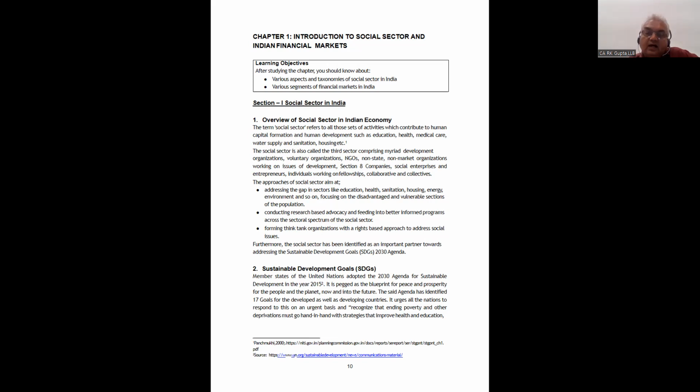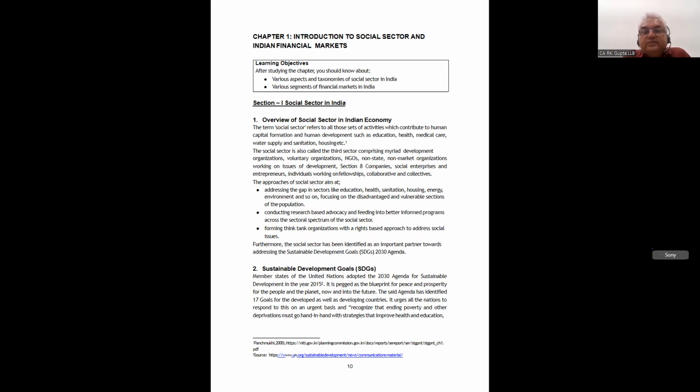And they are helping which sections? Those who are disadvantaged or vulnerable. Suppose you are rich, then they will not offer you education because these facilities are restricted to people who cannot afford it otherwise. So basically, they are focusing on the disadvantaged and vulnerable sections of the population.